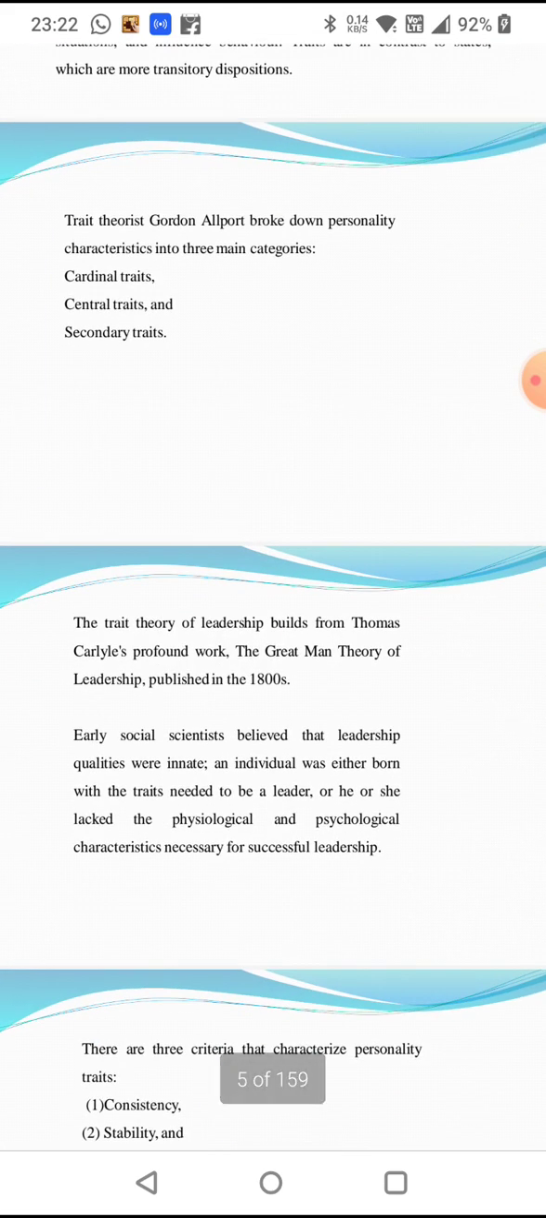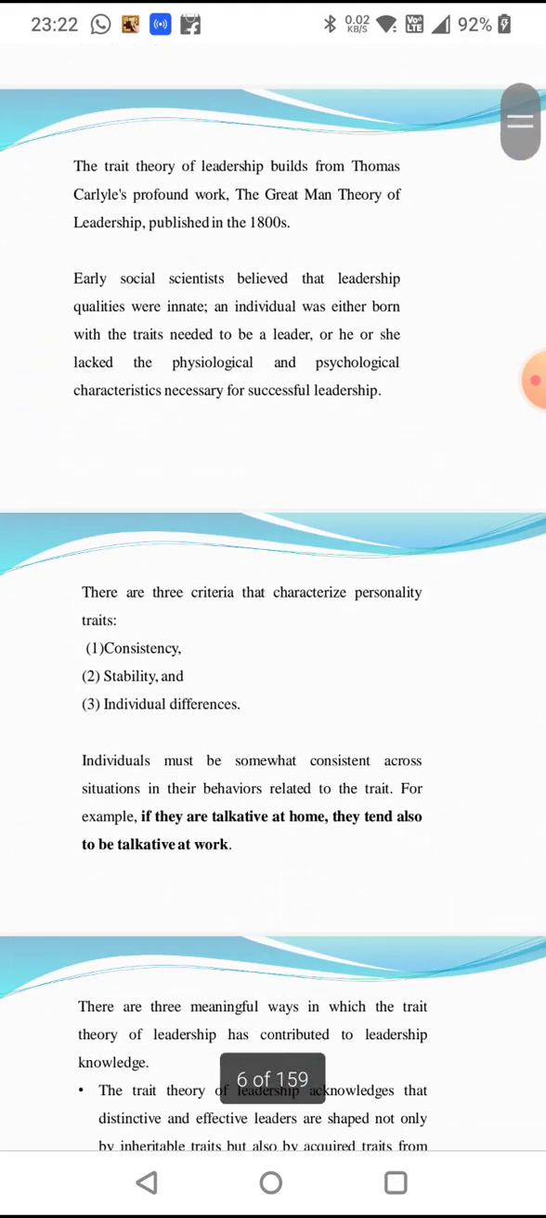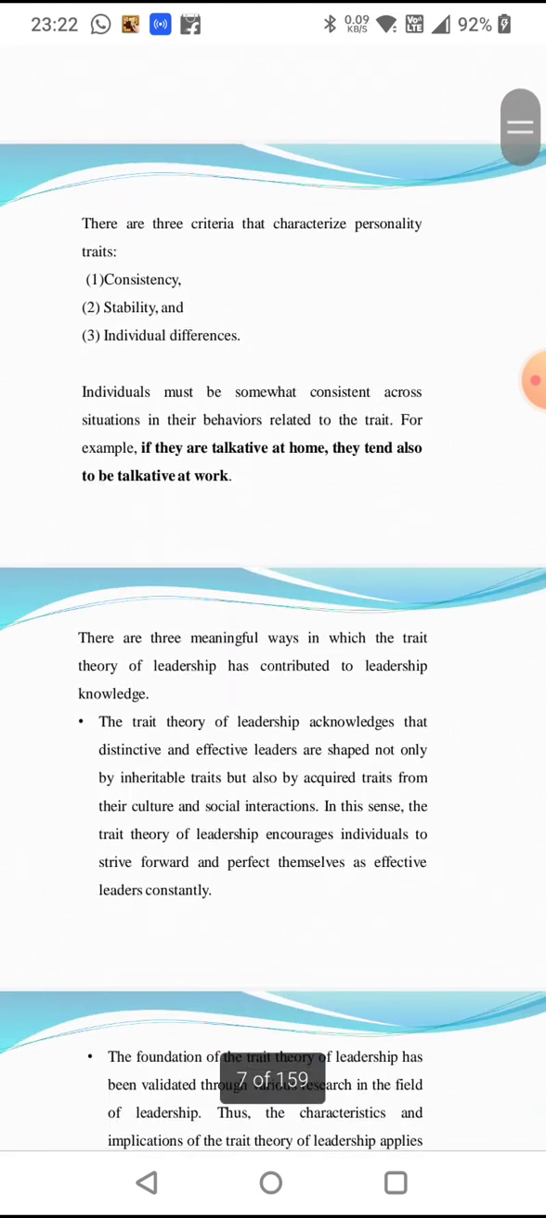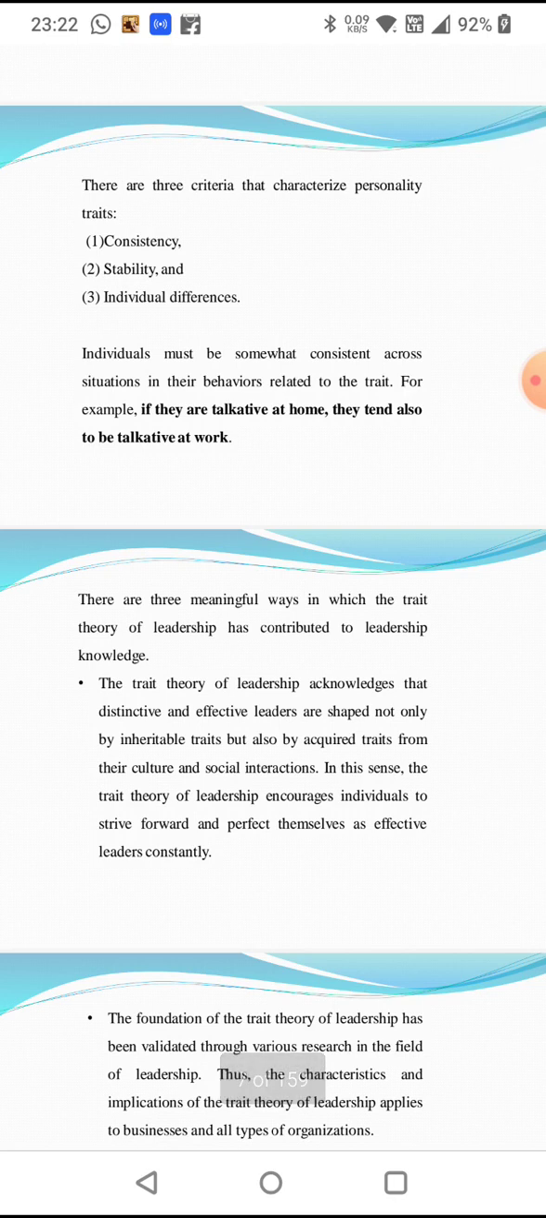The trait theory of leadership builds from Thomas Carlyle's profound work, the Great Man Theory of Leadership. Early social scientists believed that leadership qualities were innate. An individual was either born with the traits needed to be a leader, or he or she lacked the physiological and psychological characteristics necessary for successful leadership. There are three criteria that characterize personality traits: consistency, stability, and individual differences. Individuals must be somewhat consistent across situations in their behaviors related to the trait. For example, if they are talkative at home, they tend to be talkative at work also, right?